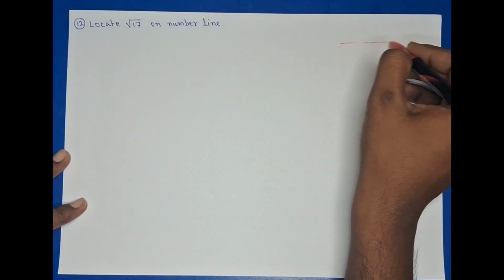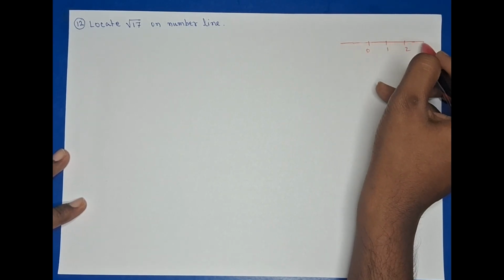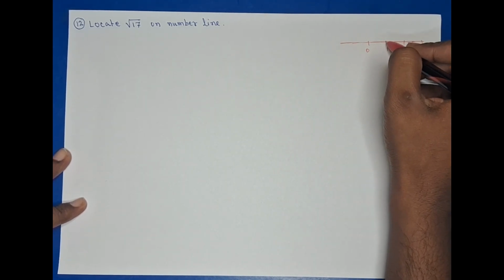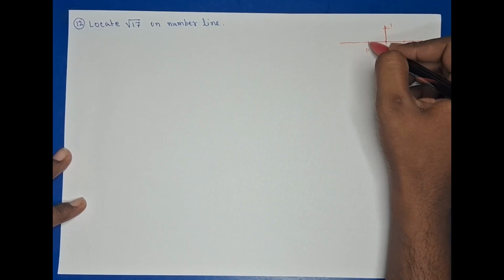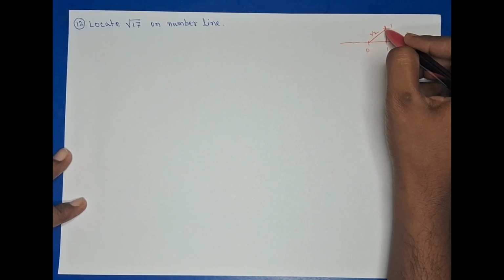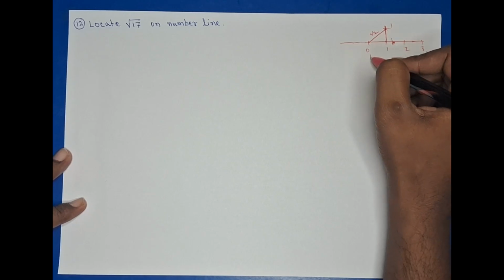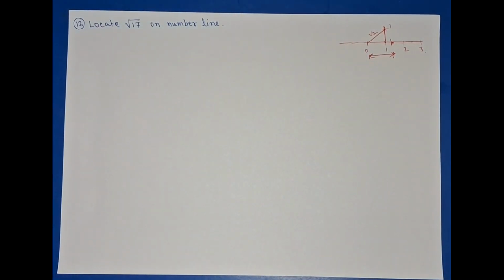Like we have drawn a number line like this, 0, 1, 2, 3. How have we done it? For root 2, 0, 1, and then from 1 we have drawn a perpendicular of 1 unit length, then we have joined this, and then this is root 2, and taking this as radius, we cut the number line and we got the value of root 2 here. Okay, similarly we are going to solve this problem also. Let us try.